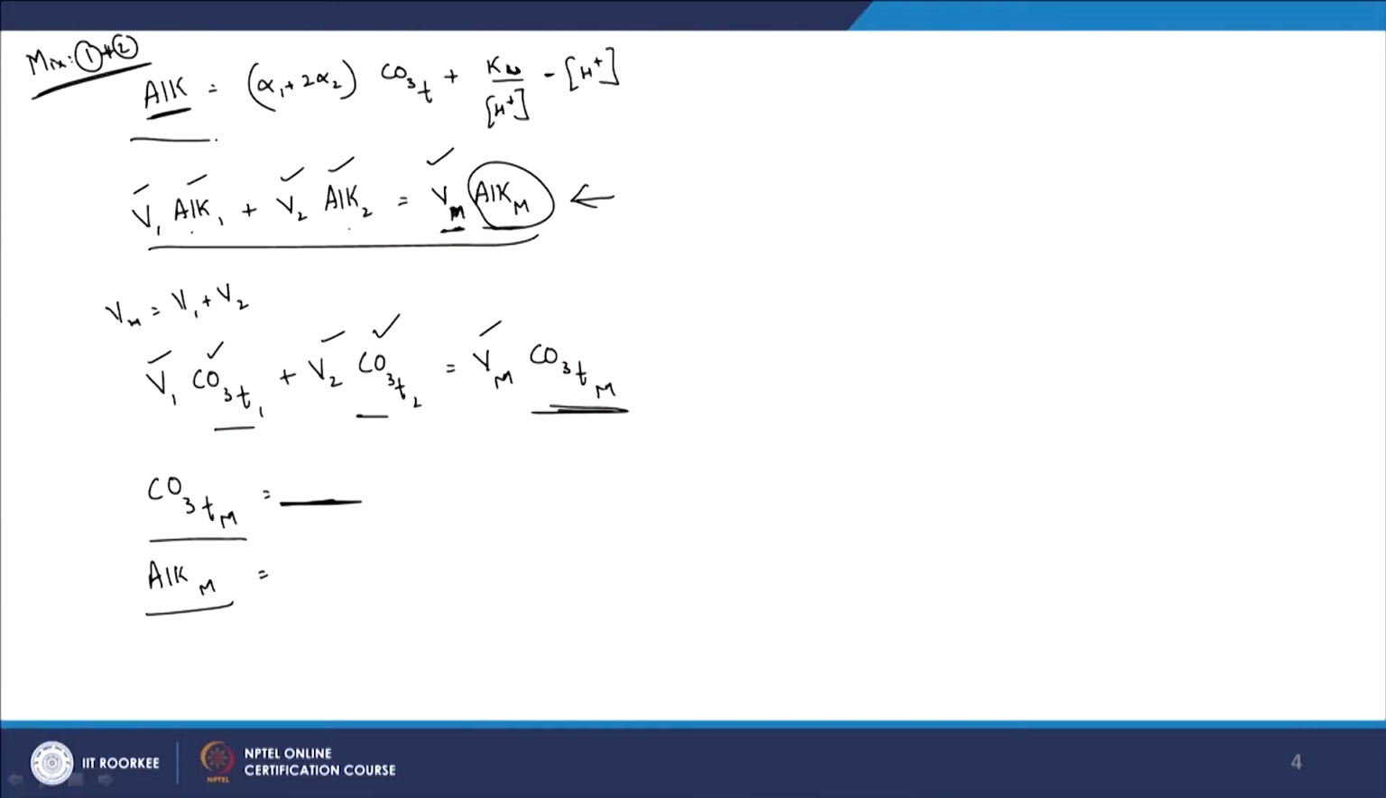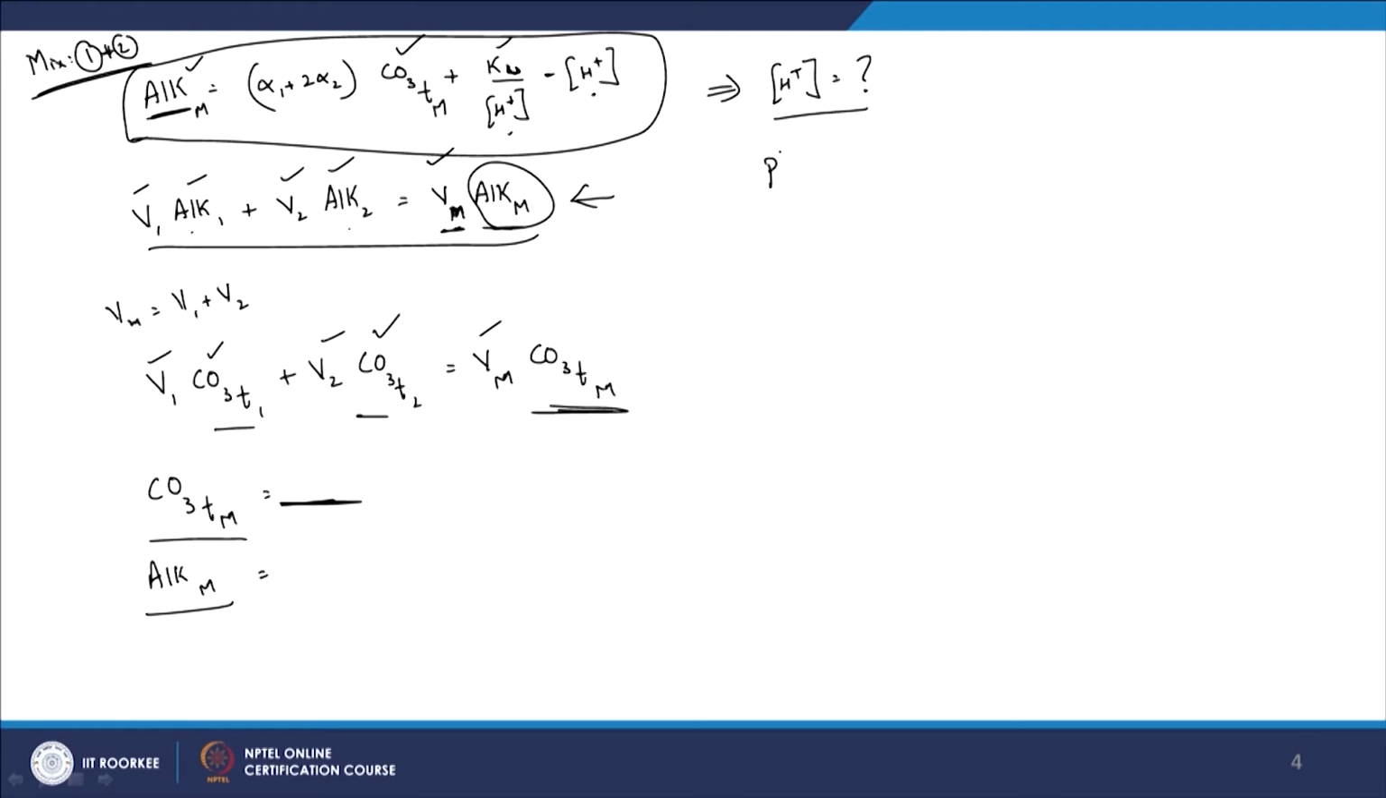And once we have this, what can I do? I can again go back to this equation. What do you have? I have the alkalinity of the mixture here, I have the CO3 total of the mixture here. Kw is a known value. So what is the only unknown here? It is H plus. So from this I can end up calculating the H plus. And once I have the H plus, obviously I can calculate the pH.